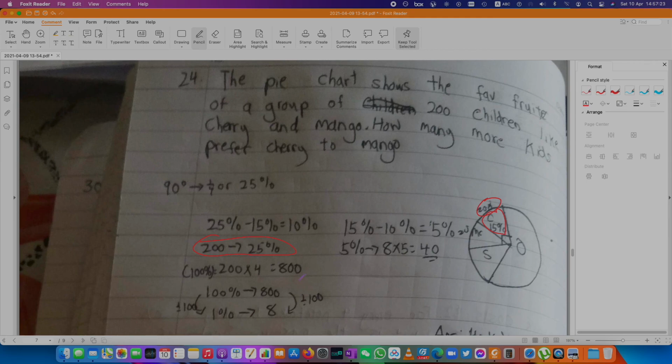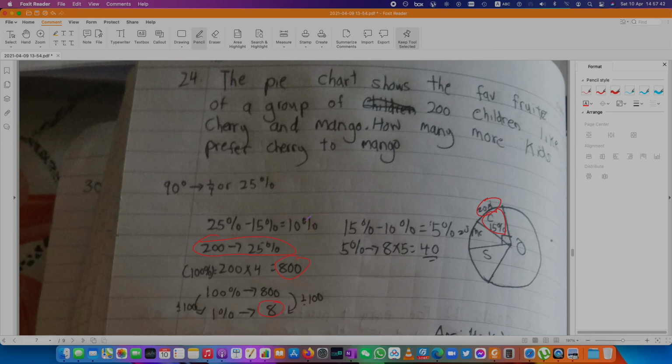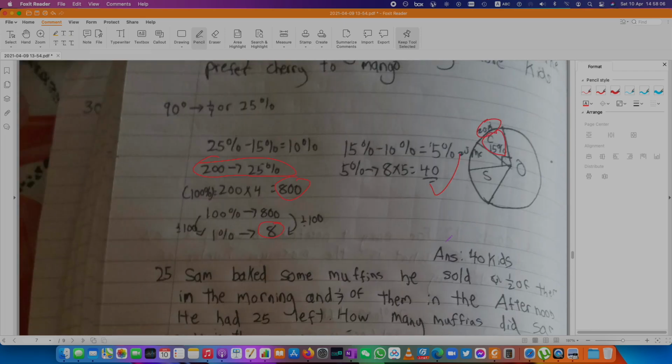So 200 is 25%. Then 100% is 800. So you need to find 10%. 10% is 80. Then the question asks what? Prefer cherry to mango. How many more kids prefer cherry to mango? So where is the cherry? Where is the number for cherry? Okay.